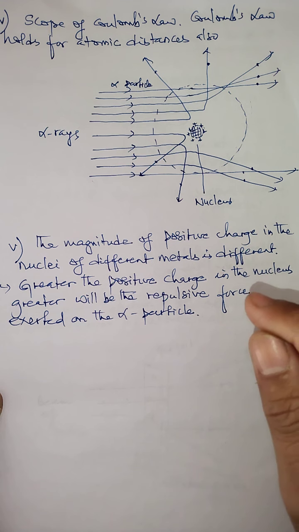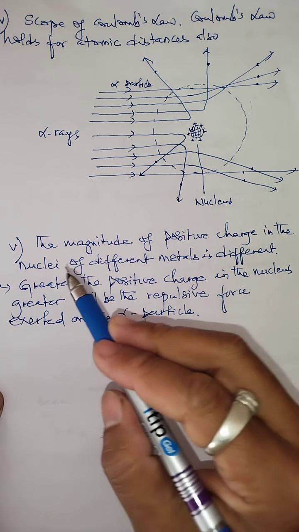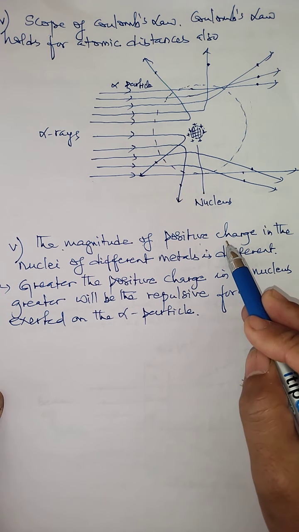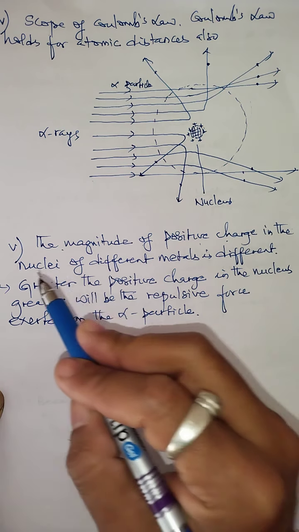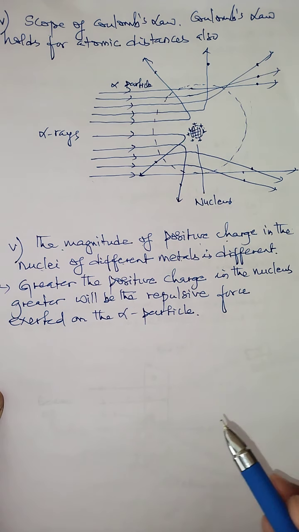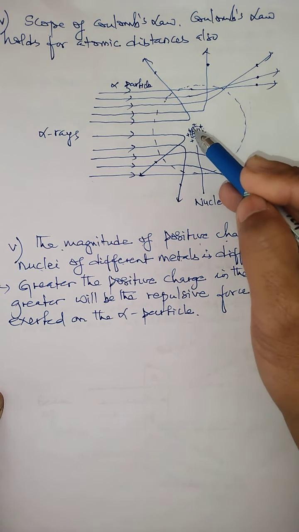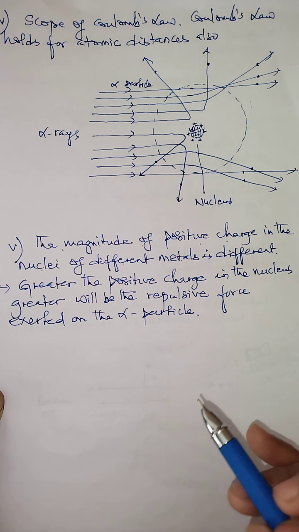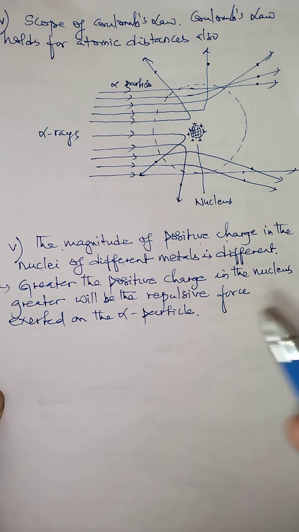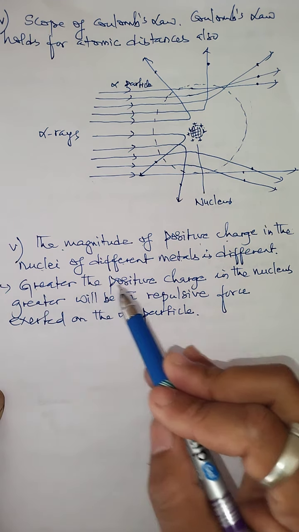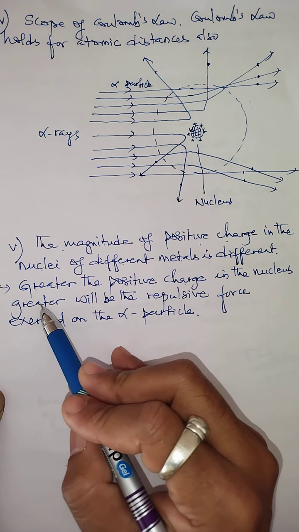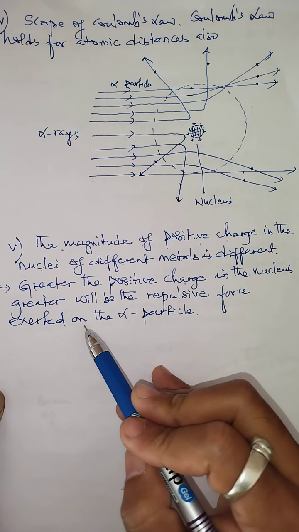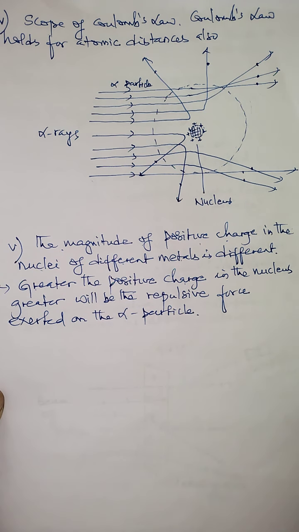So from this he concluded that the magnitude of positive charge in the nuclei of different metals is different. That means the amount of positive charge present in the nuclei of different metals is not the same. Yes, this is true. Now it was even found that the greater the positive charge in the nucleus, the greater the repulsive force exerted on the alpha particle.